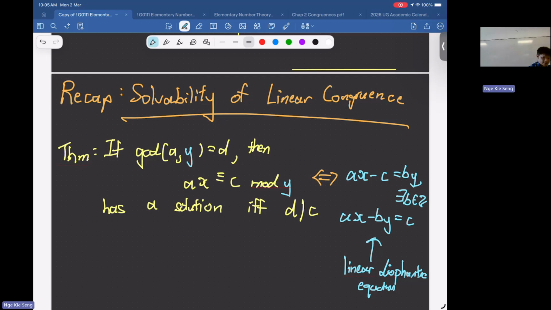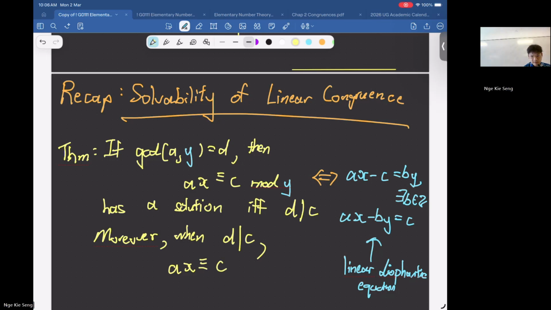Moreover, when this GCD D divides C, then AX congruent to C mod Y has exactly D solutions mod Y.